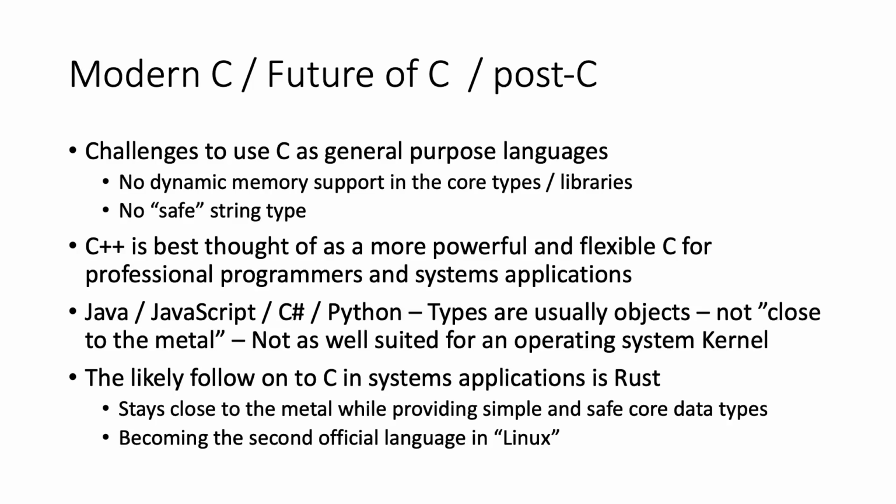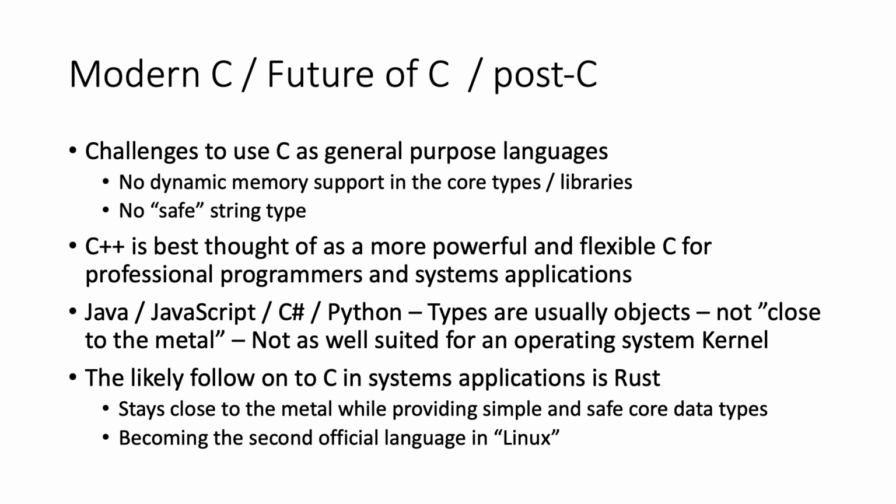The languages that take on C's mantle in the general purpose are things like Java, JavaScript, C#, or Python. The key thing with these languages is they don't give you strings as just raw byte arrays. And they give us a simple object-oriented layer that keeps us away from the metal. The goal of C is to get close to the hardware, close to the metal. And so Java, JavaScript, C#, Python are all great languages, and they're great for what we use them for. They're just not well suited for writing an operating system kernel.